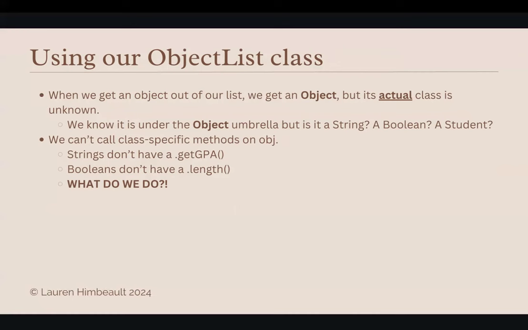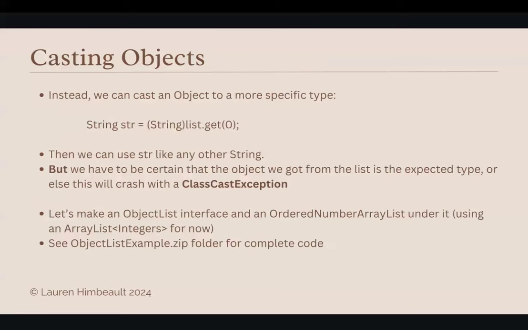We don't know what the actual class is going to be if what we get back is a capital O Object. Since everything is underneath that capital O Object, we don't know if it's a String or a Boolean or a Student. We can't call getGPA if it doesn't have a getGPA method. We can't call .length if it doesn't have one. Or what we just saw, we can't call a .compareTo if it doesn't have one. So we cast our objects.